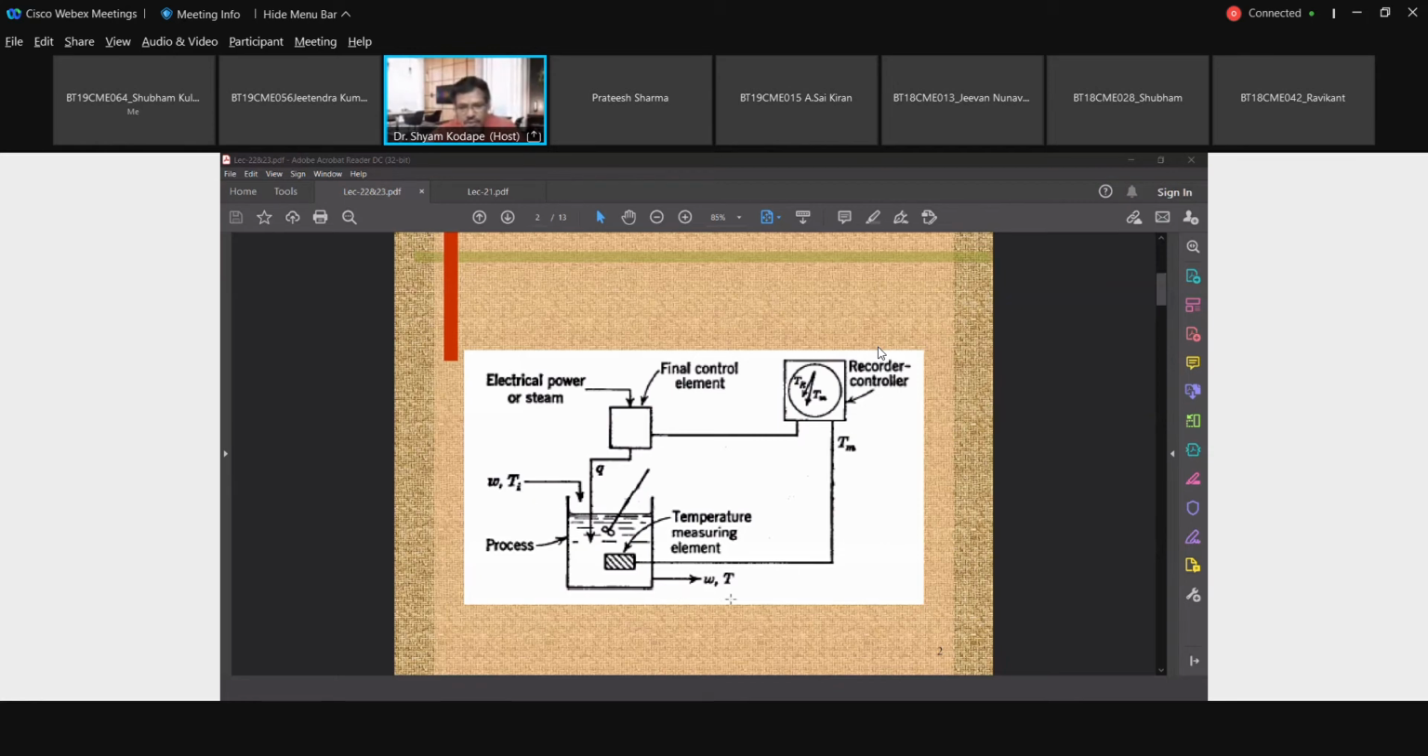Our aim is to keep the temperature of the outlet stream at this particular value T. Because of that, the sensor will sense the temperature, which is Tm. Comparison will take place, error will generate, and that error goes to the controller. The controller will take corrective actions, and the corrective signals will be sent to the Q. Based on that, the Q will get manipulated, and so the temperature will get adjusted. Okay, so this was the theme.